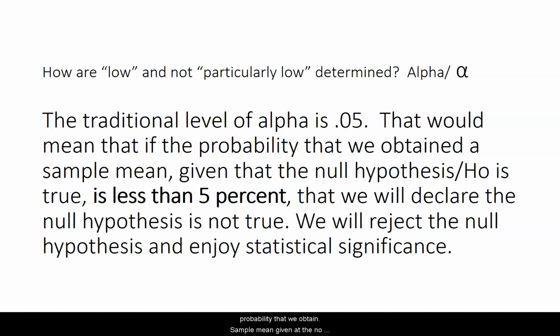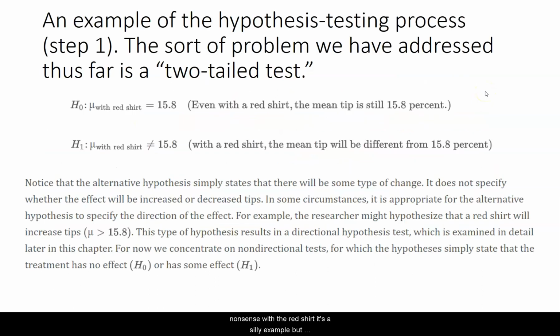So instead of that paragraph where we say it's low, we say if the probability that we obtained a sample mean, given that the null hypothesis is true, is less than 5%, then we're going to declare that the null hypothesis is not true. And again, we might substitute 1%. But again, we'll get into the mechanics here very shortly. So let's walk through this nonsense with the red shirt. It's a silly example, but textbooks always have cartoonish examples like this.